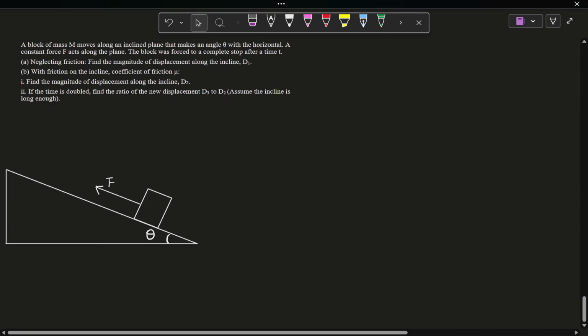Now, the last one. A block with a mass m moves along an inclined plane that makes an angle theta with the horizontal. A constant force, F, acts along the plane. The block was forced to a complete stop after time t. A. Neglecting the friction, find the magnitude of the displacement along the incline, d1.